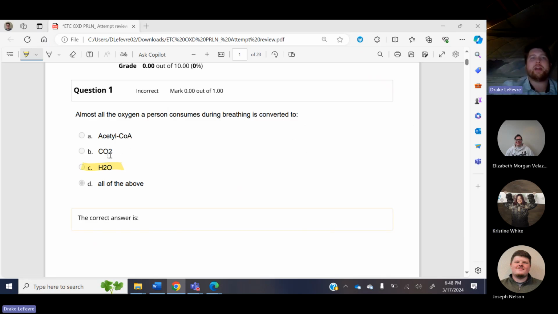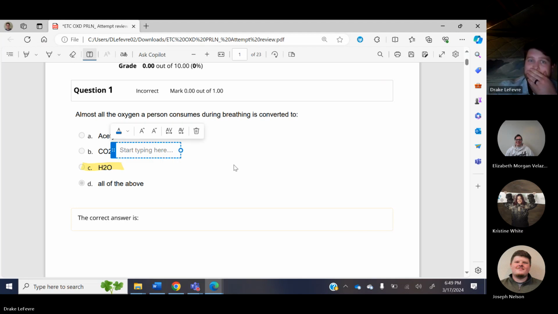Where do we produce carbon dioxide? In all the steps of creating energy, where do we produce carbon dioxide? Crickets. I mean, we create some carbon dioxide in TCA, right? Yeah, the TCA cycle. So we're producing that carbon dioxide within the TCA cycle.